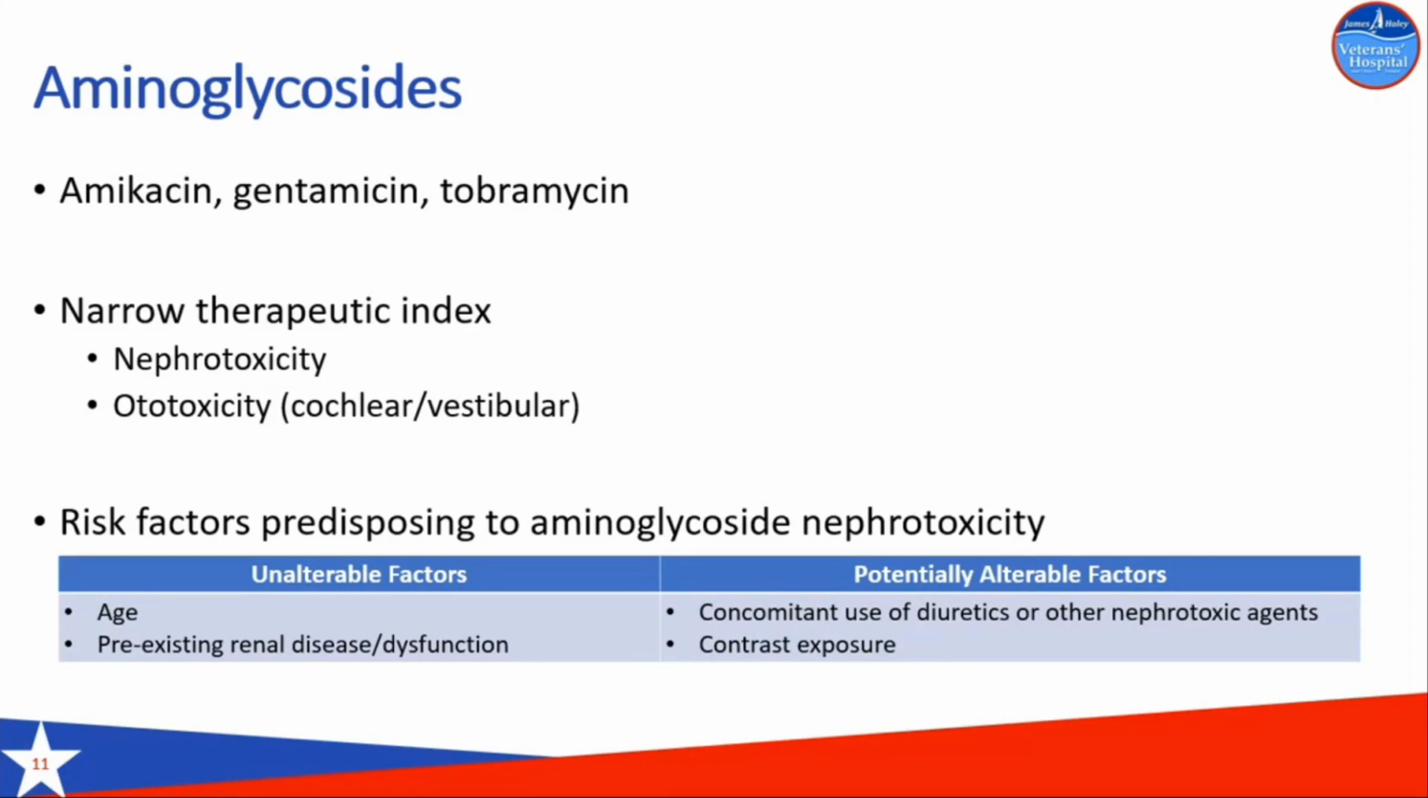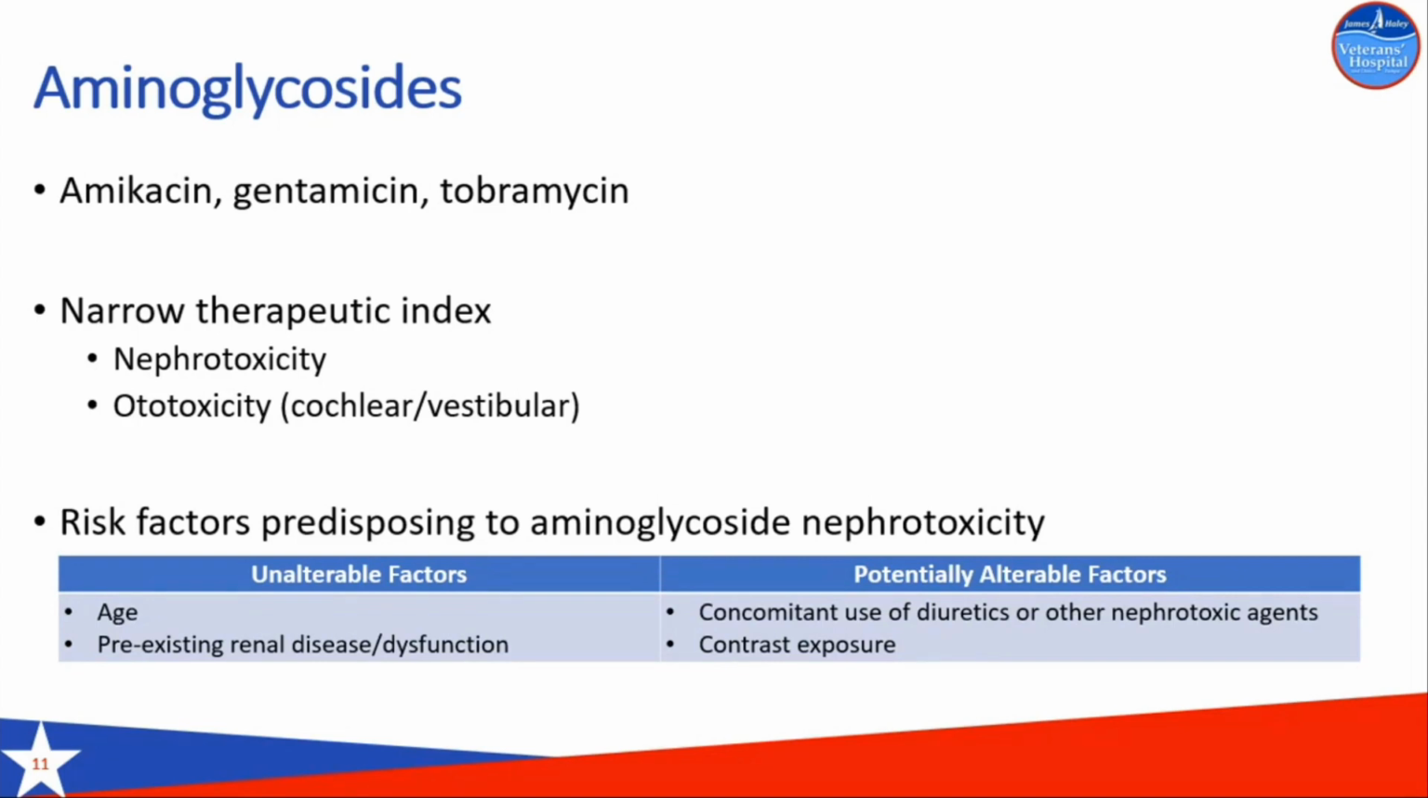So as you guys probably know, these antibiotics have a very narrow therapeutic index. Some of the toxicities that we want to watch out for are nephrotoxicity, which in general is reversible, and ototoxicity, which sometimes can be irreversible. When we look at risk factors that predispose someone to toxicity, they fall into two categories. We have the unalterable factors: age and pre-existing renal disease or dysfunction. So we want to use caution in our older patients and those with chronic kidney disease or AKI.